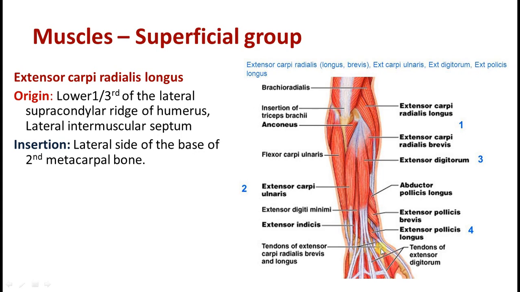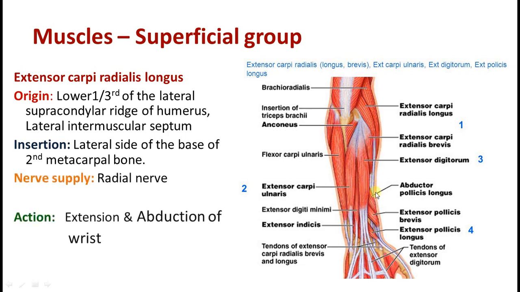Extensor carpi radialis longus, and also next is the extensor carpi radialis brevis. They are mainly responsible for the extension and abduction of the wrist. Extension of the wrist and abduction of the wrist are produced by the combined action of extensor carpi radialis longus and flexor carpi radialis. Both the radialis, extensor and flexor, combined action produces abduction of the wrist.